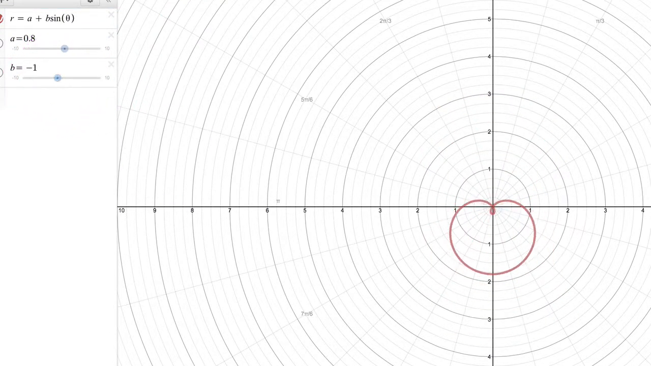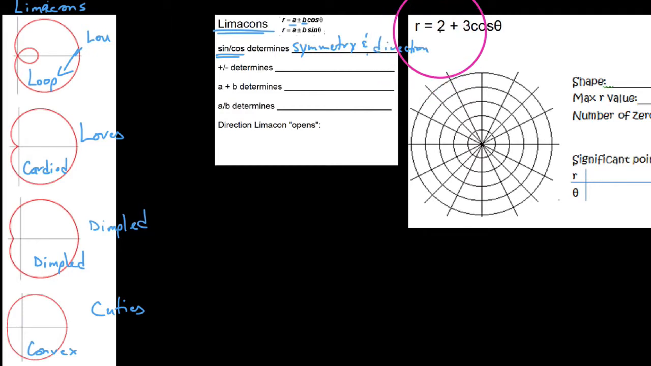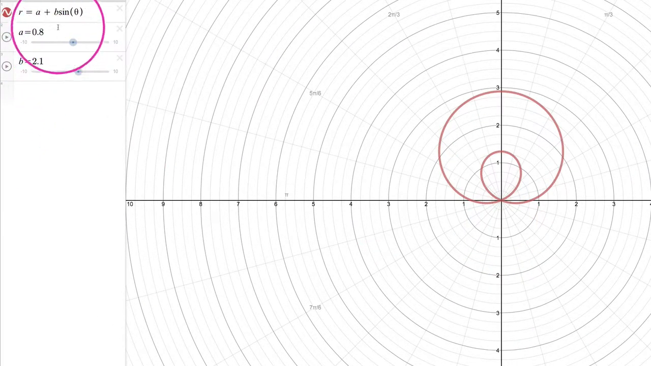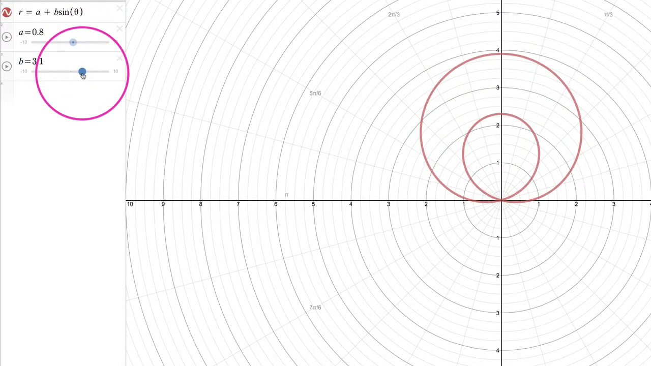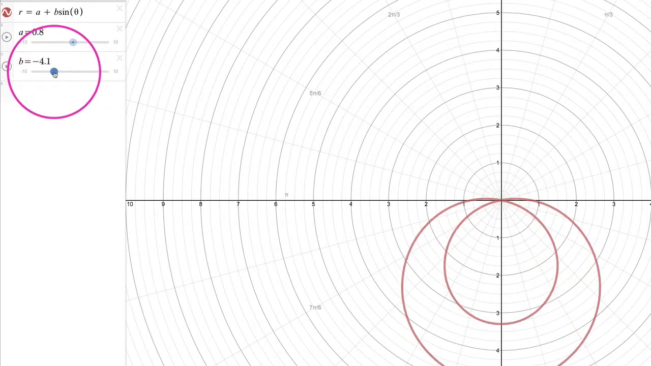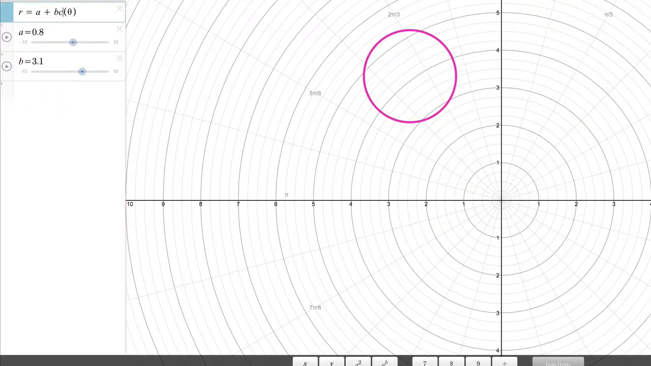The first thing to note is that sine and cosine help us determine symmetry, and also direction. The reason is that in this plus or minus in front, we can ask what happens if b is positive or negative. Let's try this out. If b, the coefficient of our trig function, is positive, the sine graph opens upward, but if it's negative, it opens downward. The same thing happens if we go back and make this a cosine graph, b cosine theta.